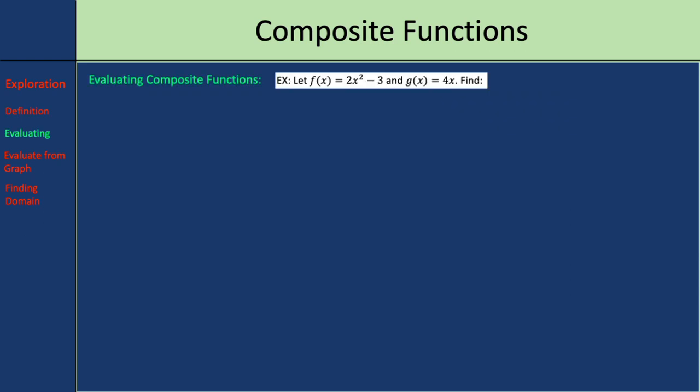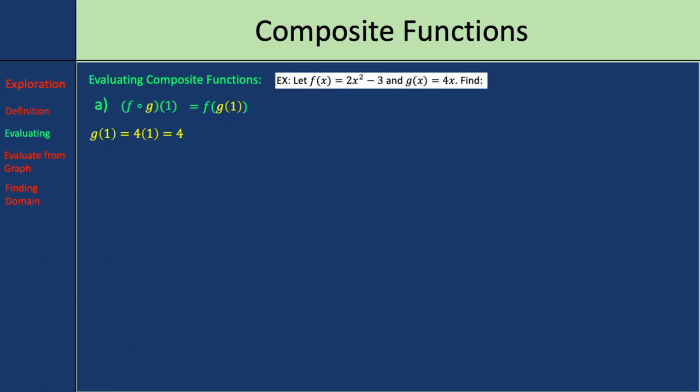Okay, so here they give you f of x and g of x. And part A, they want you to find f composed with g of 1. So using the definition, it gives you f of g of 1. Right, so when you evaluate this, you want to do the inside function first, which is g of 1. So I do g of 1, which is 4 times 1, which is 4. That's based on g of x.